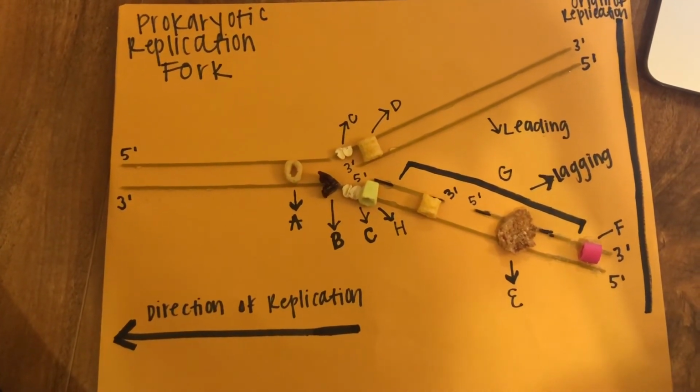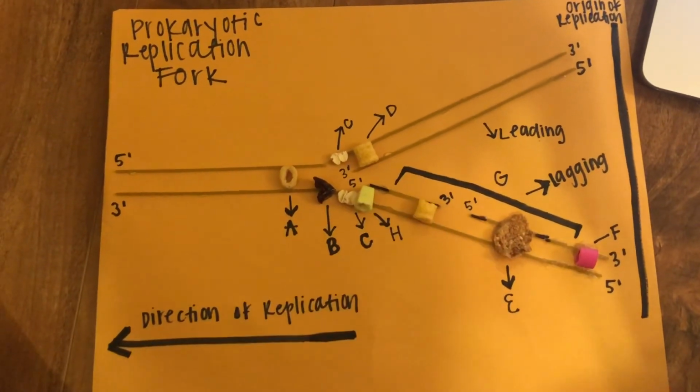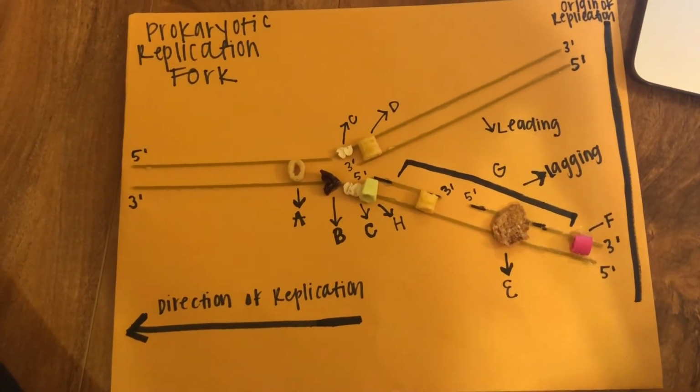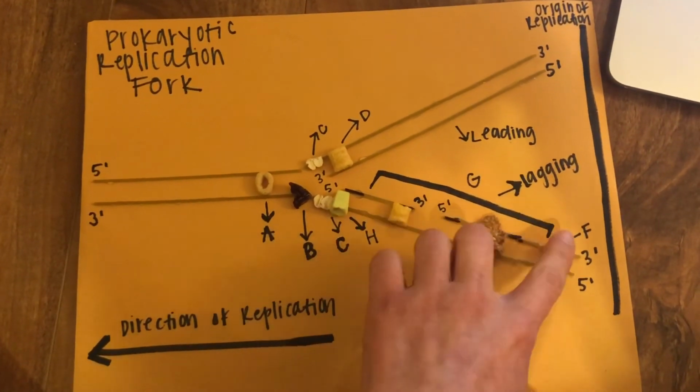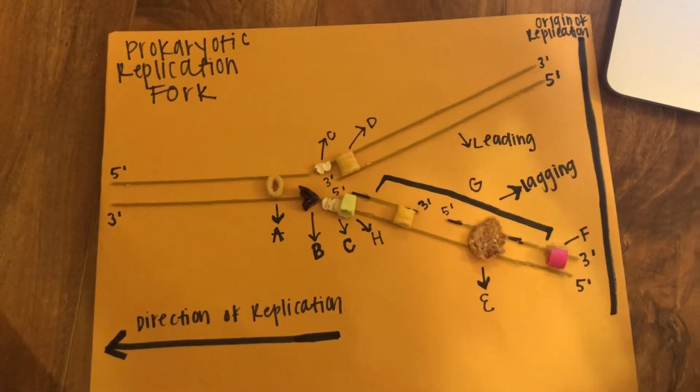This enzyme seals the broken phosphodiester bond, and Okazaki fragments, which is G, are the small pieces of DNA that are synthesized discontinuously. However, ligase is actually the enzyme that links them together to create the lagging strand.